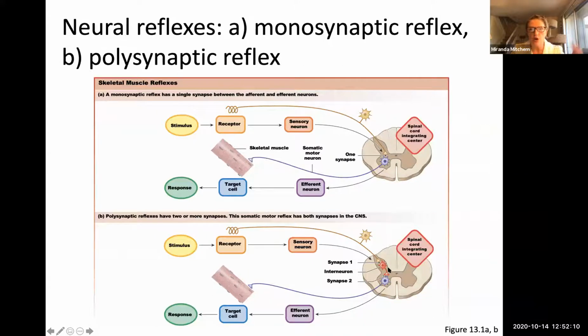So interneurons are spaced, or we saw them in the figures of chapter 12, they're spaced throughout the nervous tissue. The central nervous tissue, I should say, so that they're able to integrate the information and pass it on. All right.